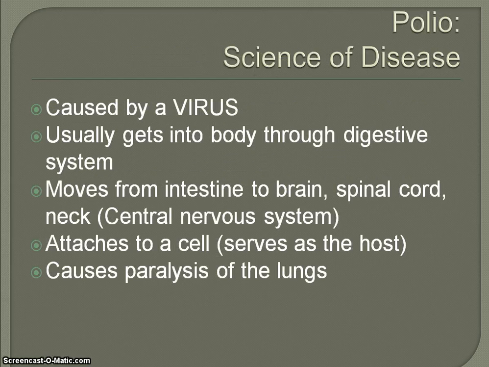Now, the science behind polio. Polio is caused by a virus. A virus is not a living organism. They usually get into the body through the digestive system, and from there they can move into the intestines, the brain, spinal cord, neck, affecting the central nervous system. The virus must attach to a cell, and that cell serves as the host. In the case of polio, the virus causes paralysis of the lungs.